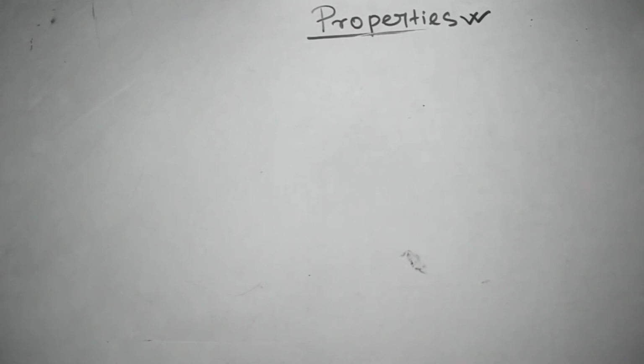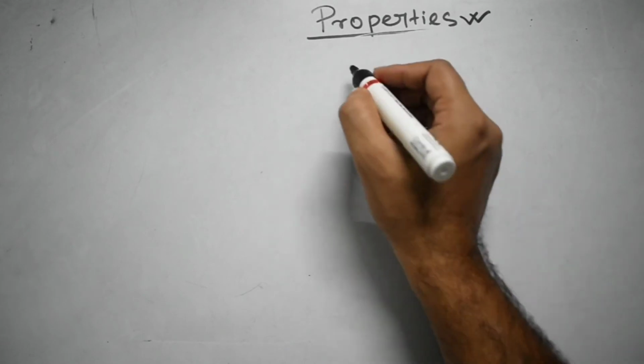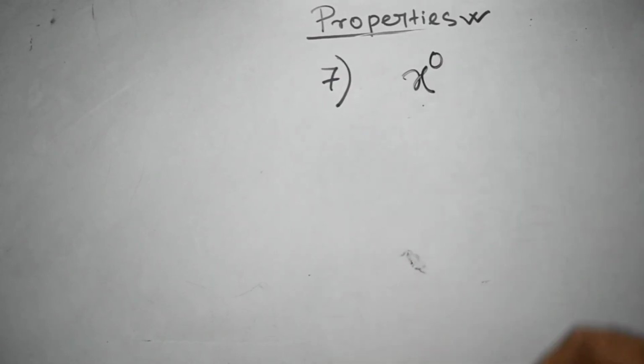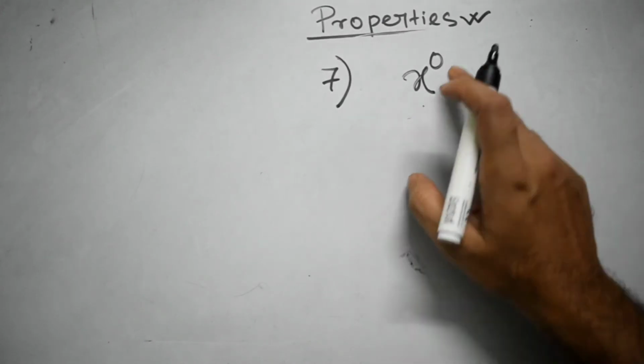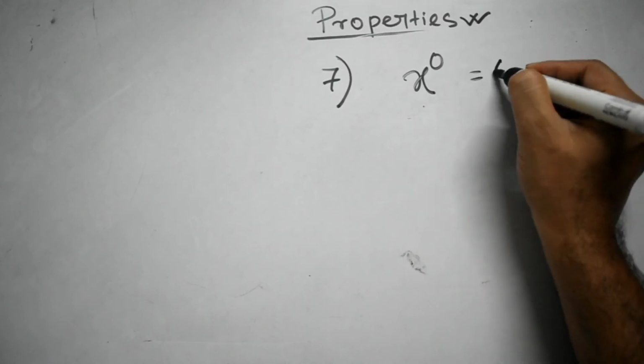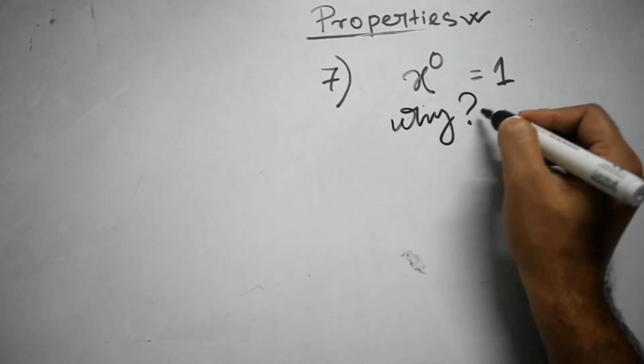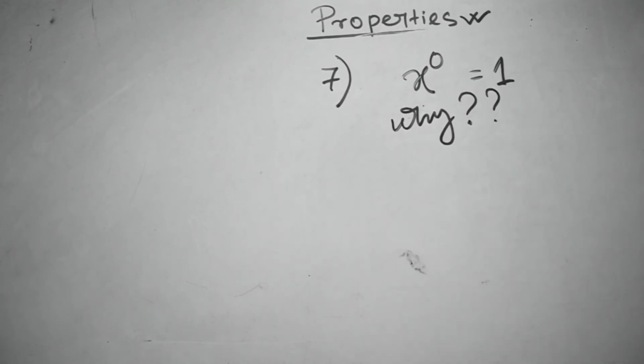Now let's talk about the second property, which is my favorite, which is x to the power 0. When we have a base and we have the exponent as 0, it becomes 1. Do you know, guys, why? Let's talk about this.